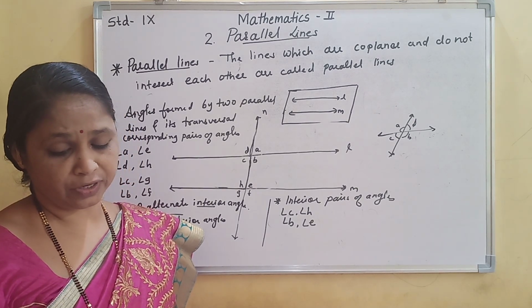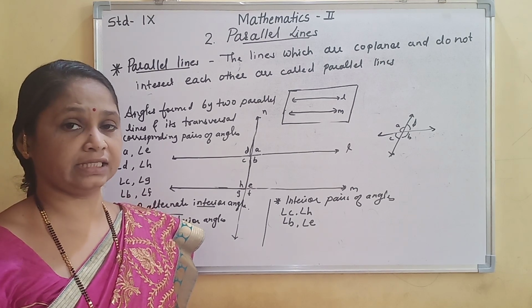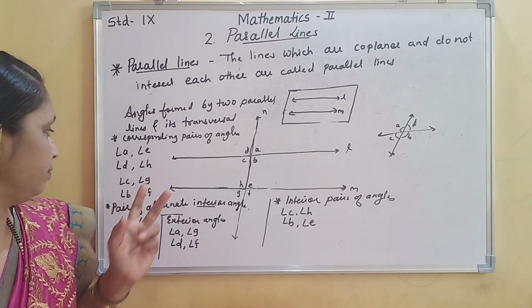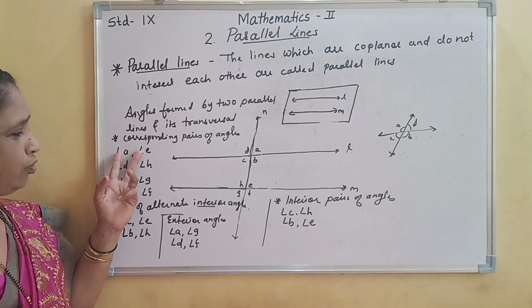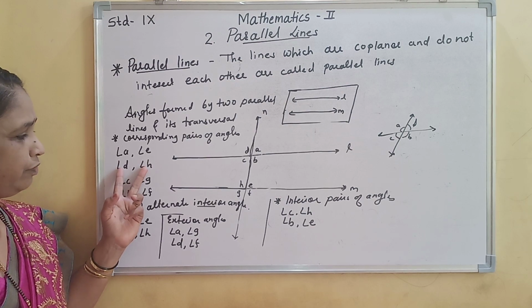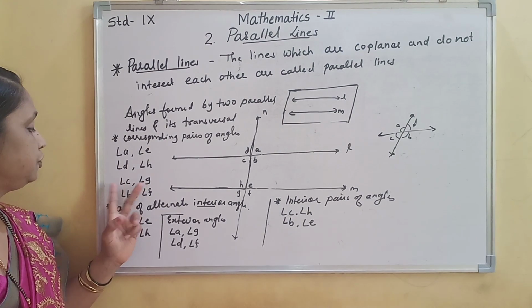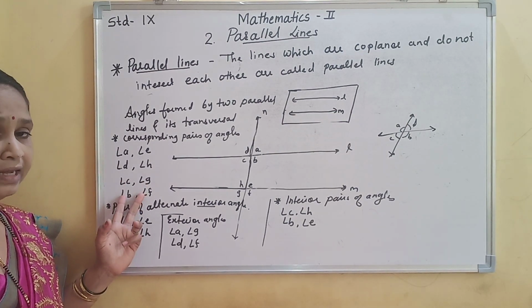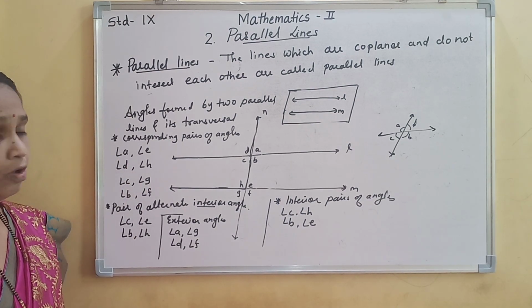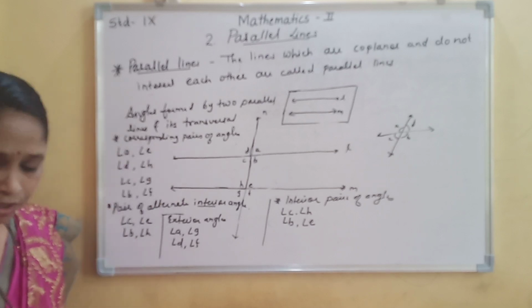When one pair of corresponding angles is congruent, then all the remaining pairs of corresponding angles are congruent. Suppose one pair of corresponding angles is congruent, meaning A and E are congruent. In the same way, D and H will also be congruent, angle C and angle G will be congruent, and angle B and angle F will be congruent. Here the corresponding pairs of angles are congruent.